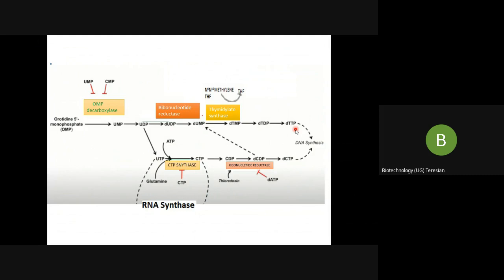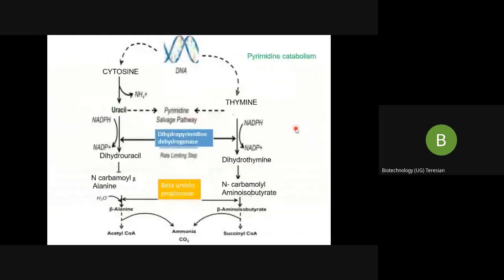So this is about your pyrimidine synthesis. Looking into your pyrimidine catabolism, we know that catabolism is the breaking down of your components into simpler forms. So this is your DNA. And what are the pyrimidines? You know it is the cytosine and thymine because we are speaking about DNA. The cytosine can get deaminated to uracil, that is by the removal of an ammonia group.